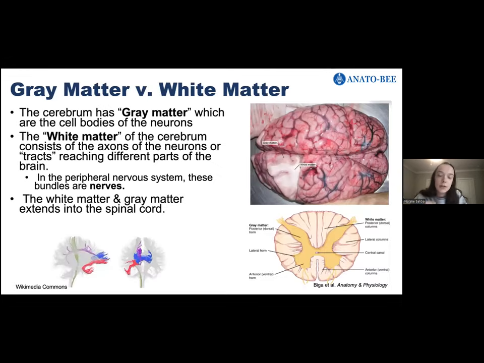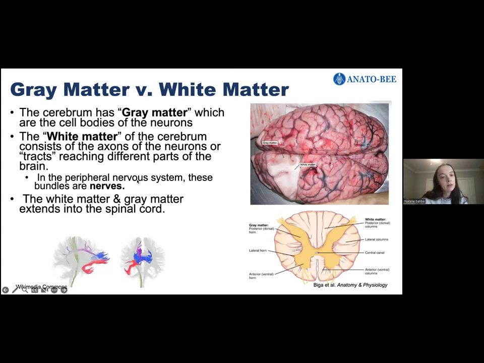So like I said earlier, the white matter is the axons of the neurons. And you can see this right here. This is like a cross-section of the brain, this white matter. And then the gray matter is the cell bodies. And you can see that more on the outside right here of the brain. It's just like a darker section.